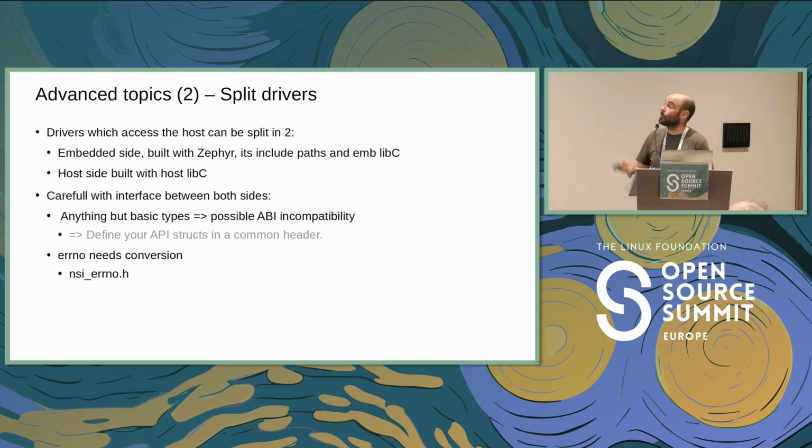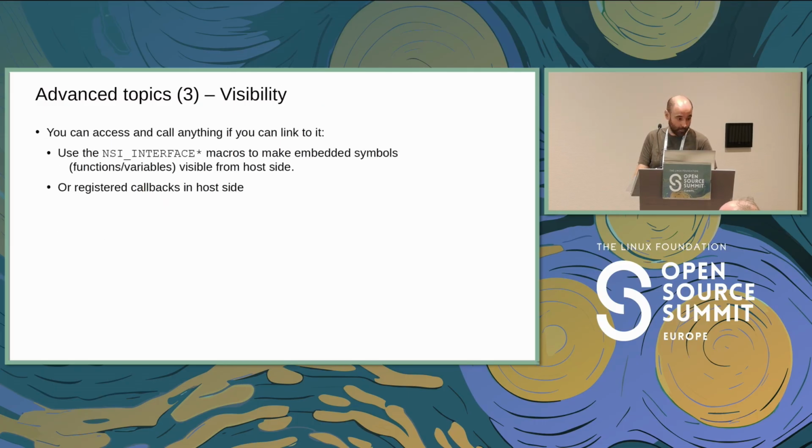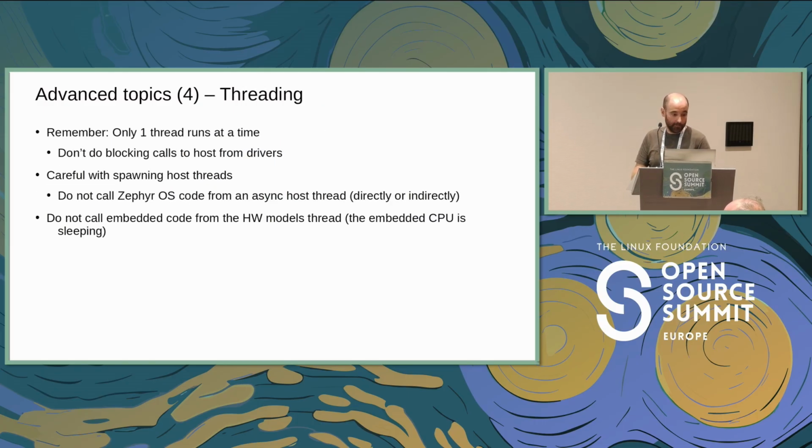Another thing that you need to be aware of is that error numbers returned by the C library are going to be different on each side, because there are different C libraries. So if you want to pass an error number from one side of your driver to the other, you have this small header that allows you to convert error numbers so that, when you use them on the embedded side, they are actually coherent with your embedded C library view. Okay, so I told you this already.